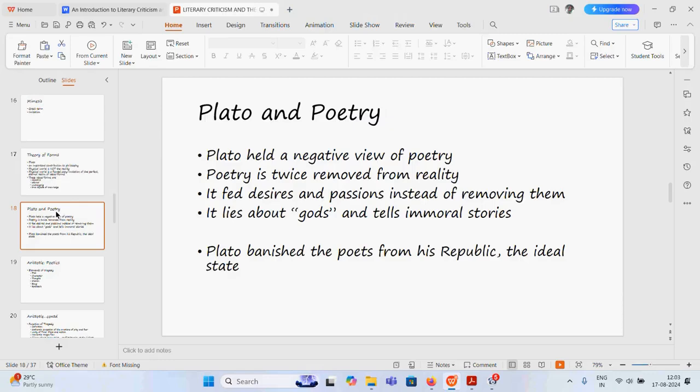Why does Plato dislike poetry? The three reasons are listed there. One, because for him, poetry is twice removed from reality. It is not a depiction of reality as such. And because, according to him, it feeds our desires and passions instead of removing them. This is more of a moral perception. Poetry should remove our desires and passions rather than feeding them. That is why it does not.